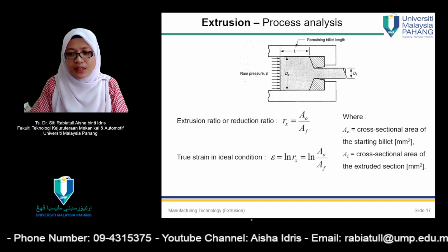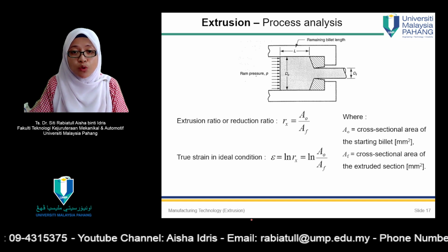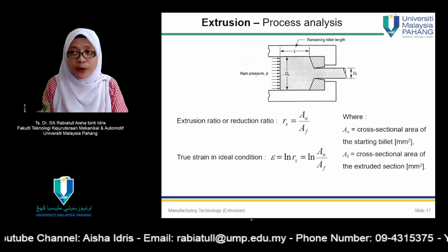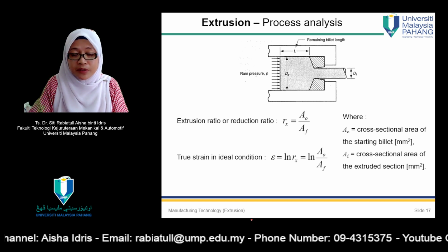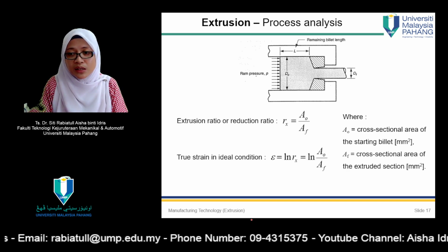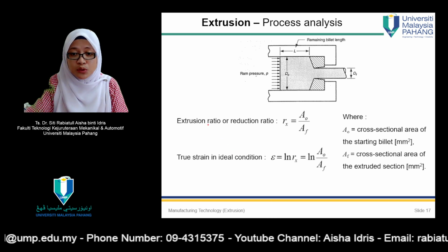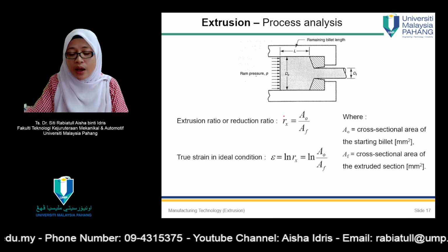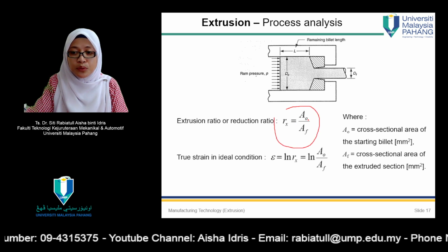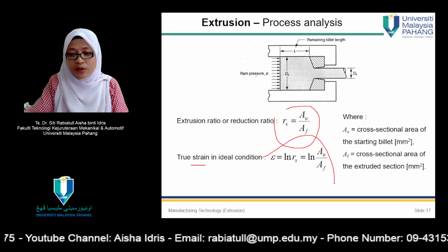Okay, in any type of process, analysis becomes very important because we want to produce a good final product with fewer finishing steps, finishing processes. So the same goes for extrusion. Things that are important in this process include the extrusion ratio or reduction area ratio, with this equation r equals A0 divided by Af, and then the true strain with this formula.